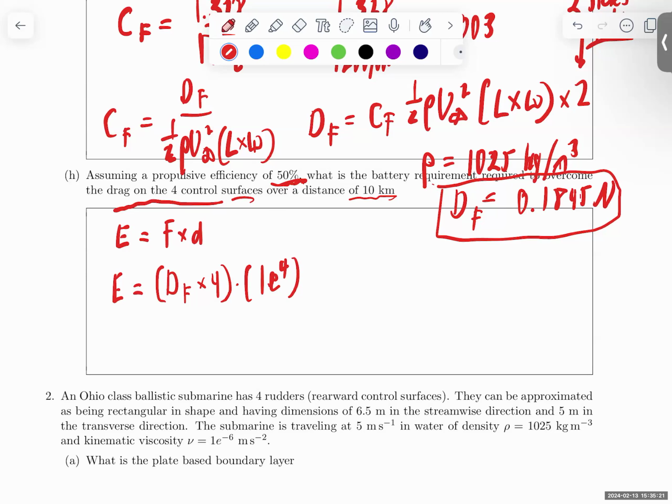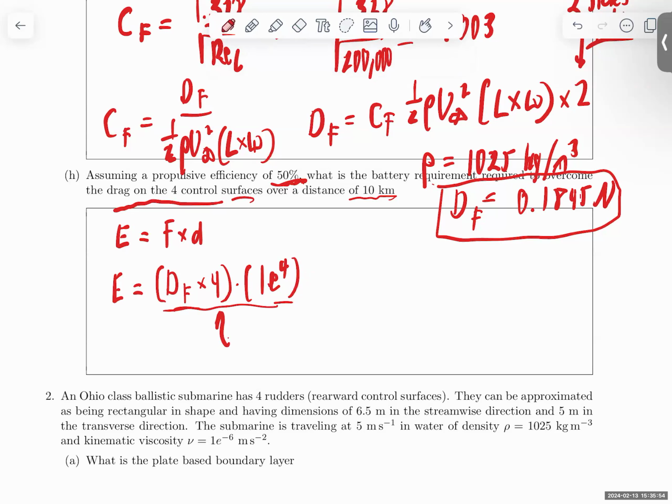And I'm going to pull in DF from the prior part. Then we'll divide this by eta, which is the efficiency of the propeller, which is the same as multiplying by 2. We're dividing by 0.5 because we basically need to double the amount of energy, because half of it is wasted, not propelling, not moving this vehicle forward.